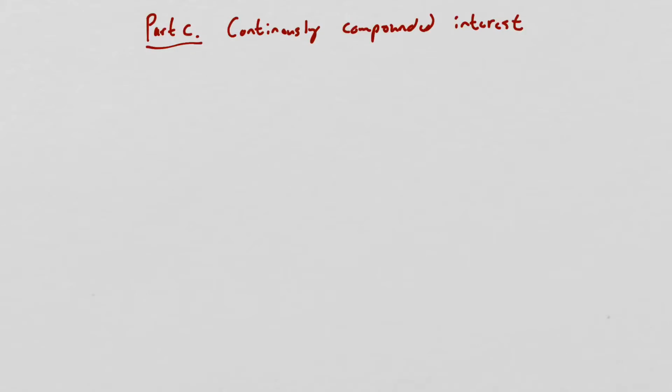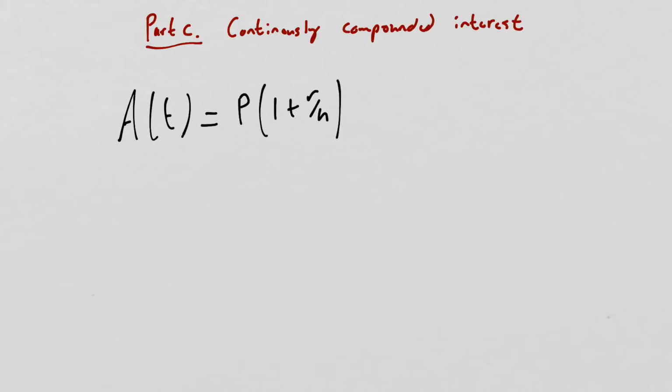Let's go ahead and derive the formula for continuously compounded interest. Again, this is going to come from looking at the compound interest formula, then allowing our n to approach infinity. Here we have our formula for compound interest. This is going to be given by P times (1 plus r divided by n), raised to the n times t.